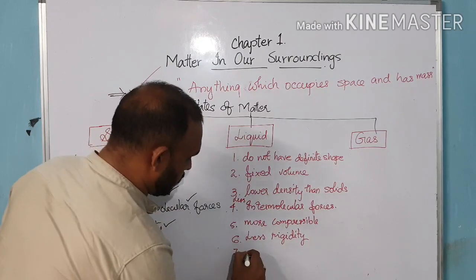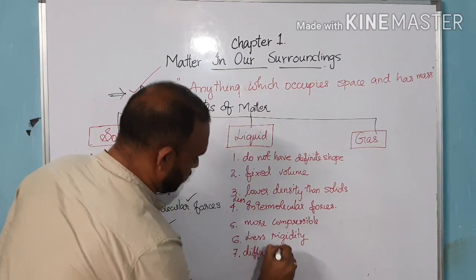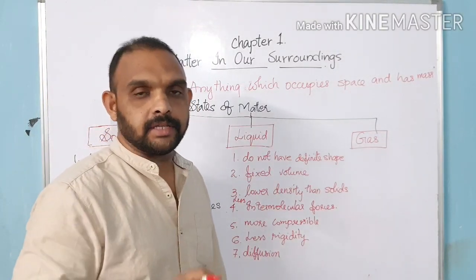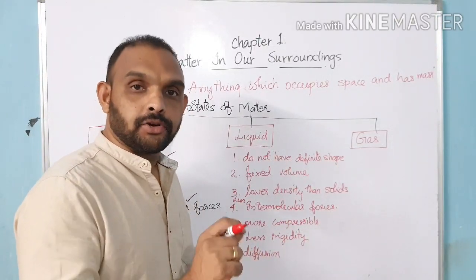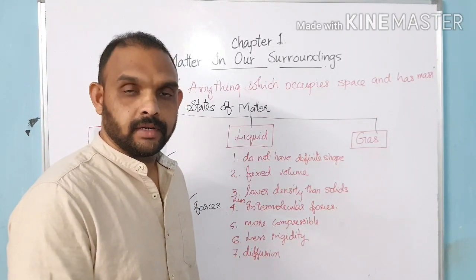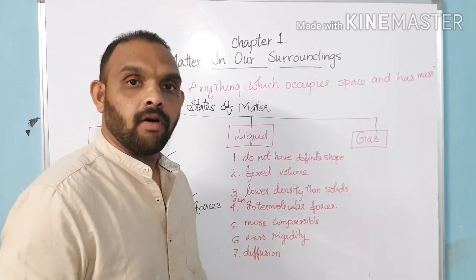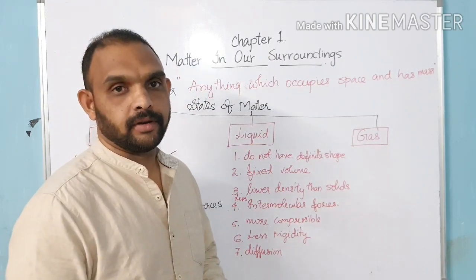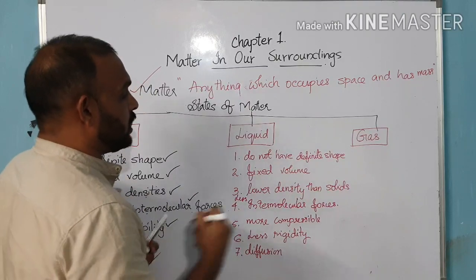The seventh property is called diffusion. We have already learned that diffusion means intermixing of particles. So liquids show the property of diffusion. That is, they will intermix with one another or in another medium and show the property of diffusion. So these are the 7 properties of the liquid state.